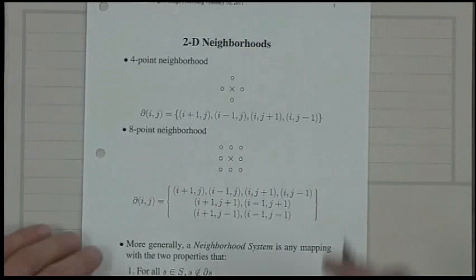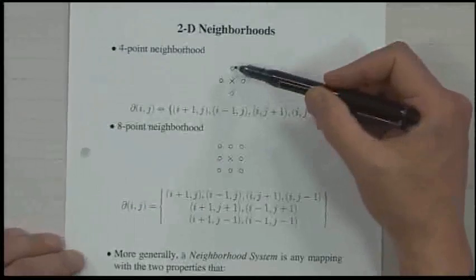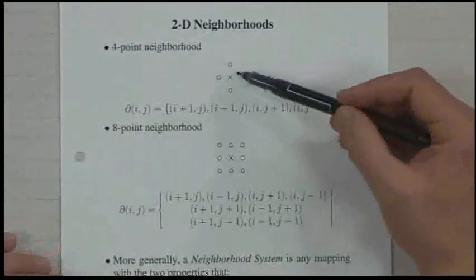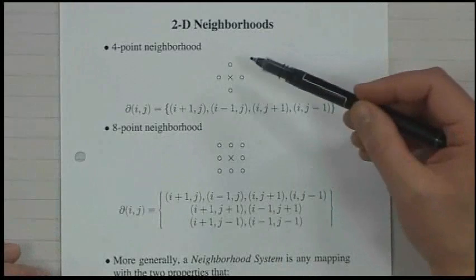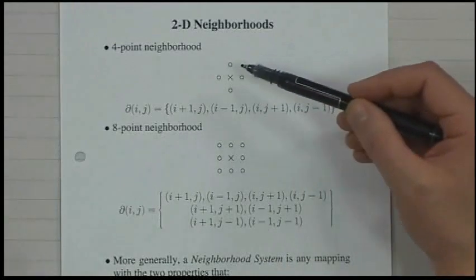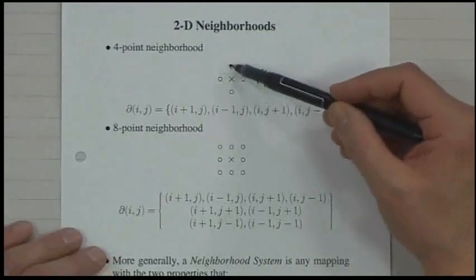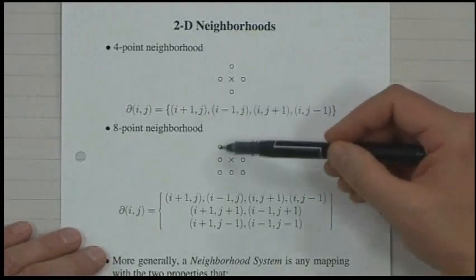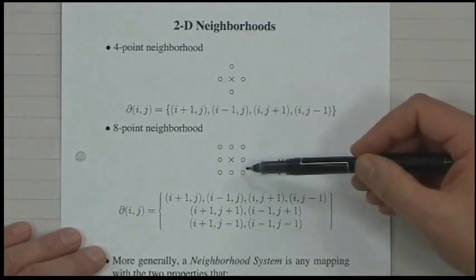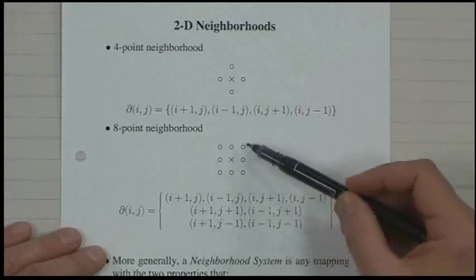Neighborhoods. Neighborhood behaviors in images are very important. People commonly talk about using a 4-point neighborhood in a 2D lattice, or an 8-point neighborhood. In an 8-point neighborhood, you include the 4 corner points. I think there's nothing really deep there.